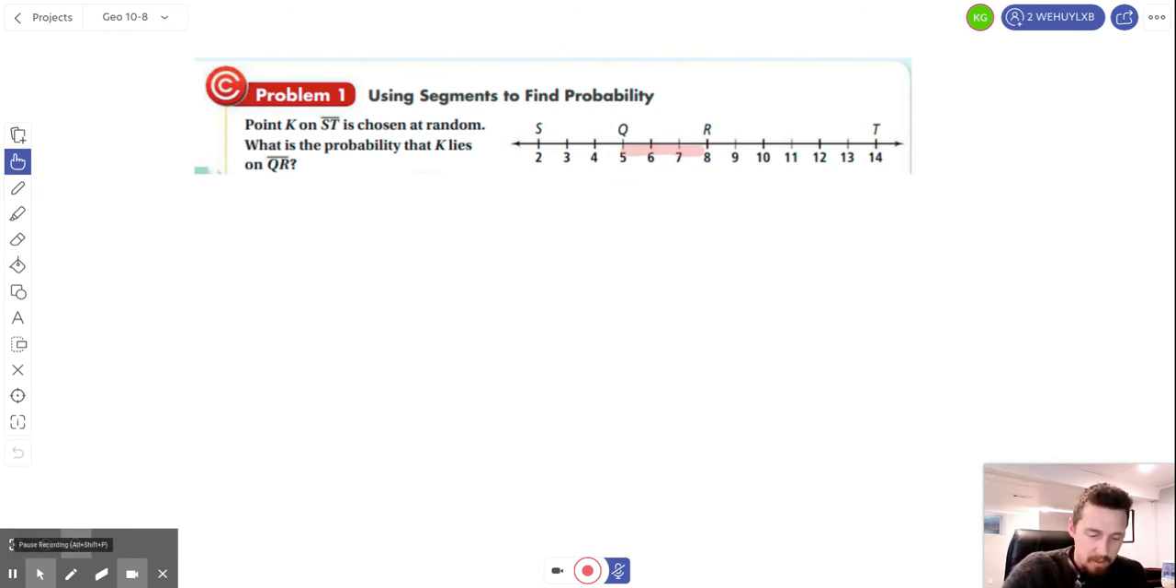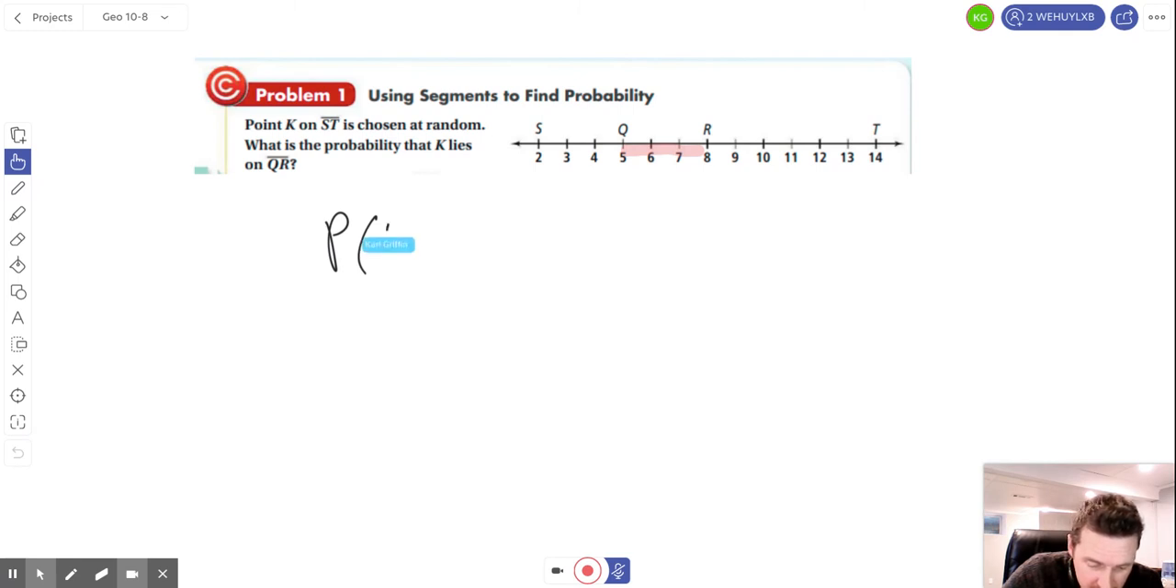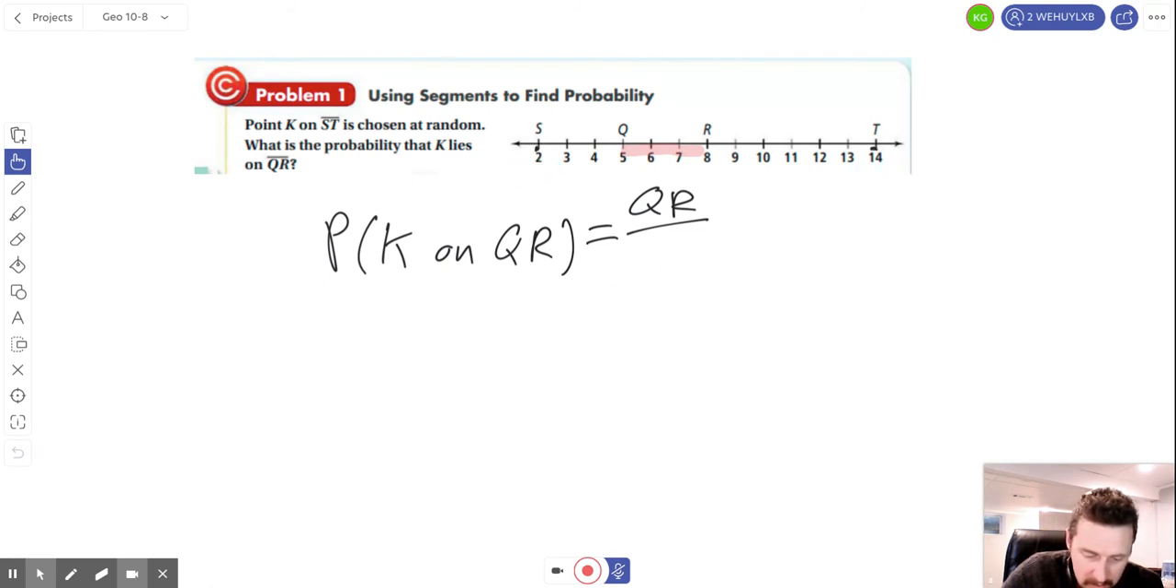So our probability of K on QR is equal to the length of QR divided by the length of the whole thing, which would be segment ST. And the length of QR is 3.